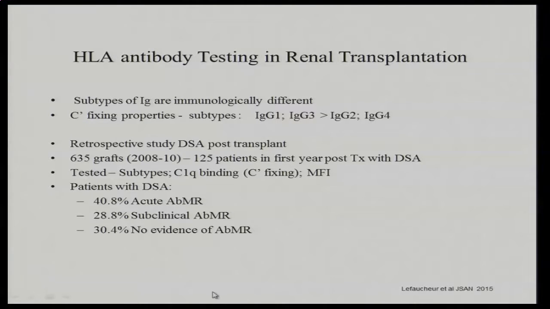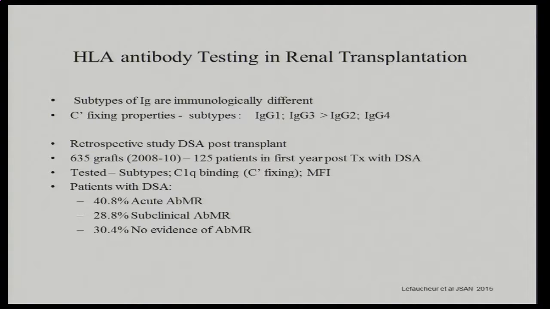But below 4,000, we know that we have got these patients that, and there's through retrospective studies showing in the presence of donor-specific antibodies detected by Luminex, which is the most sensitive, about 40% will end up with acute antibody-mediated rejection. About a third end up with subclinical rejection. But there are a number of patients with these very low-level antibodies for which there is no antibody-mediated rejection.